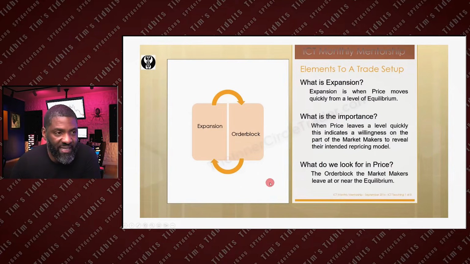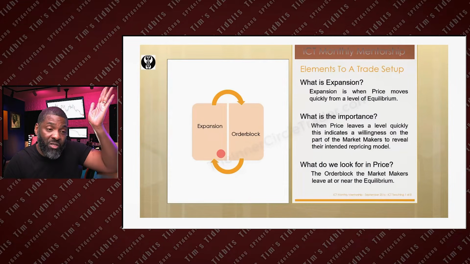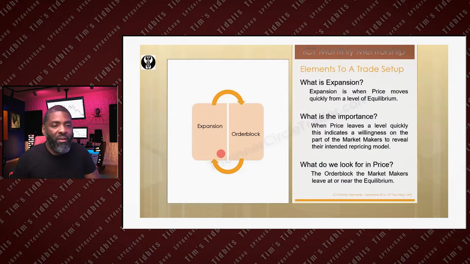First, context, right? Expansion is always going to be tied to an order block. Well, what is expansion, Tim? Expansion, read with me, if you will. What is expansion? Expansion is when price moves quickly from a level of equilibrium, right? Meaning it's consolidating around equilibrium of that consolidation, then price takes off. We like to call it the pang-ow. Get a pang-ow to the upside, pang-ow to the downside. That's expansion, right? Expansion is always tied to an order block, right?